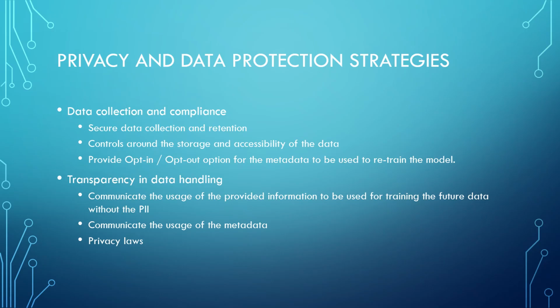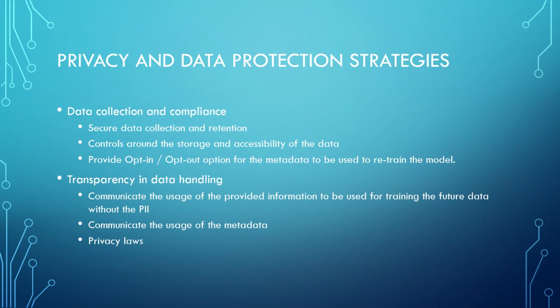Privacy and data protection strategies are very important for an AI-based product. First and foremost, we need to make sure of the data collection and compliance piece, where we have to secure the data while we collect it, and make sure the data is retained properly, meaning data at rest and data in transit should be encrypted and properly secured. The controls around the storage and accessibility of the data are very important, so that only the allowed users are able to access the data and read, write, and transform it as needed.